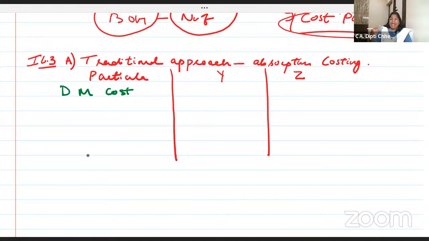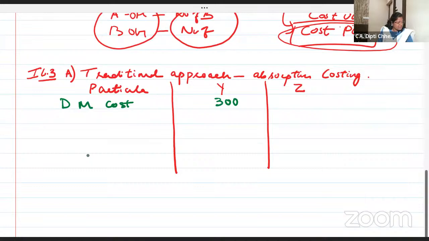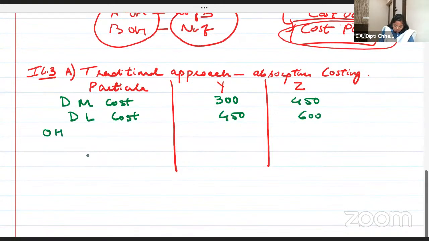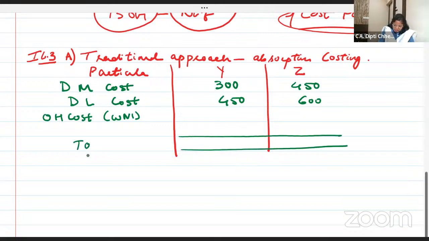You know this kind of language, what I am talking, marginal costing, standard costing, budgeting, they ask this language everywhere. So, direct material cost is 300 and here it is 450. Direct labor cost, it's given to you 450 per unit, 600. Now overhead cost. For overhead cost we will make working note 1 and then you will get the total cost.